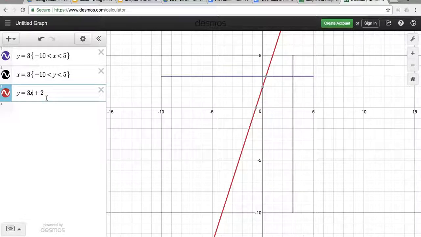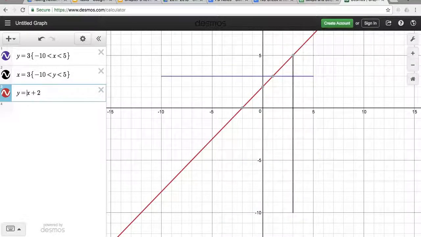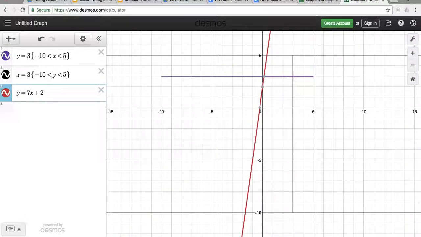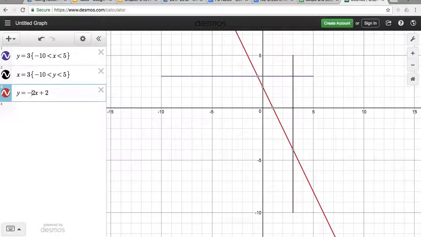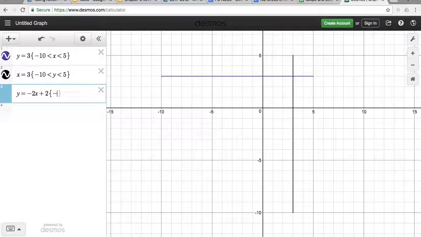So depending on how steep you want the line to be, if you put a bigger number, the line gets steeper. If you put some number between 0 and 1, then it's going to be less steep. If you put a negative, the line starts going down, and you can restrict the domain by putting numbers like -1 and 3, depending on how long you want the line to be.